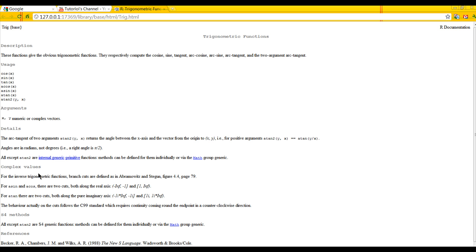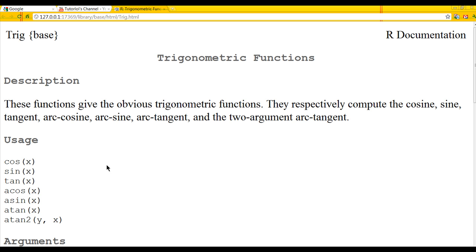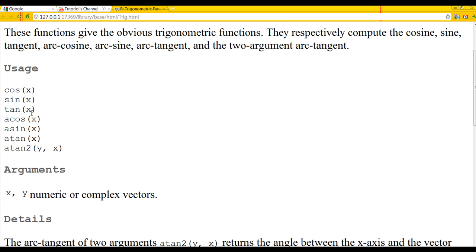So that brings this up, and this is the help file, or the help documentation for this. The trig, it's in the base. This function comes already installed. Remember, we said there's the base and there's the contributed. So it's in the base, so you don't have to. It comes with the basic R package. And description: these functions give the obvious trigonometric functions. They respectively compute cosine, sine, tangent, arctangent, blah, blah, blah. And here's how you use them.